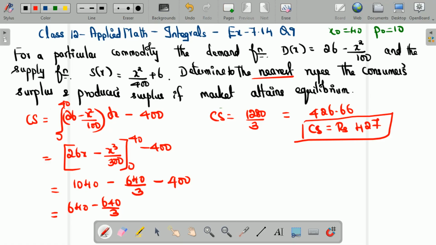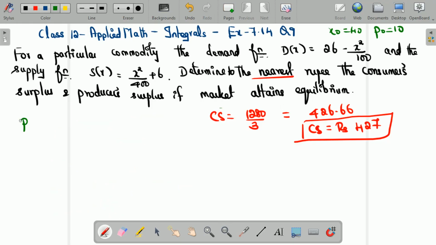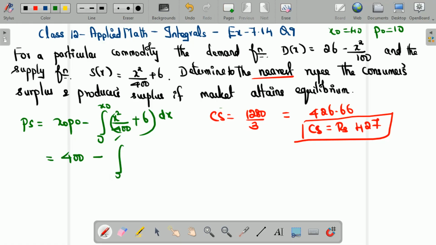Now that we have the CS, let's also find out what is the producer's surplus. Producer's surplus is going to be x naught p naught minus integral 0 to x naught. In this case, it's a supply function. So x squared divided by 400 plus 6 dx. So x naught p naught, when you multiply, it is going to be 400 minus integral 0 to 40 x squared by 400 plus 6 dx.